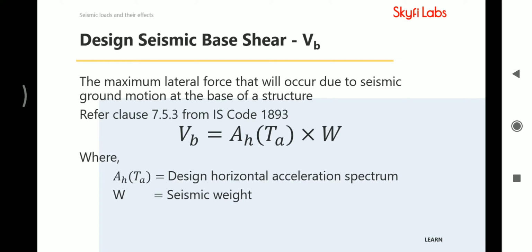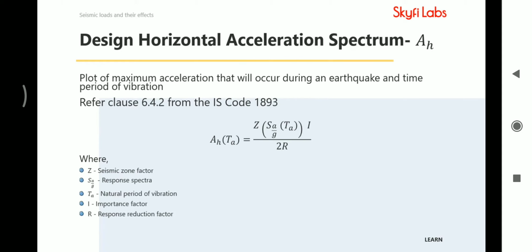To find the design base shear value, first, we need to determine the value of design horizontal acceleration spectrum, using the displayed formula. Design horizontal acceleration spectrum is the plot of maximum acceleration that will occur during an earthquake and time period of vibration. Refer Clause 6.4.2 from the IS Code 1893 to get the formula.